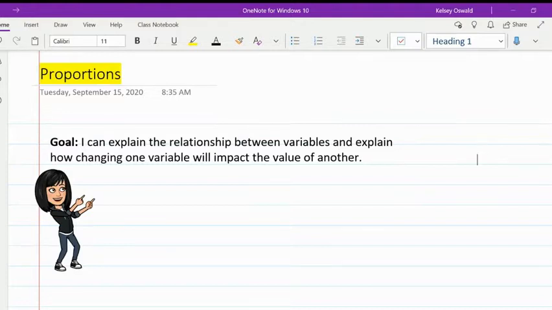So today we are going to be looking at proportions. Our goal for the day is that we can explain the relationship between our variables within an equation and explain how changing one variable will impact the value of another. So what we're really going to be doing today is building on our understanding of the relationship between variables that we started looking at in linearizing data. We are going to see how changing one variable within an equation, whether we increase or decrease the value of that variable, will impact the other values within that equation.